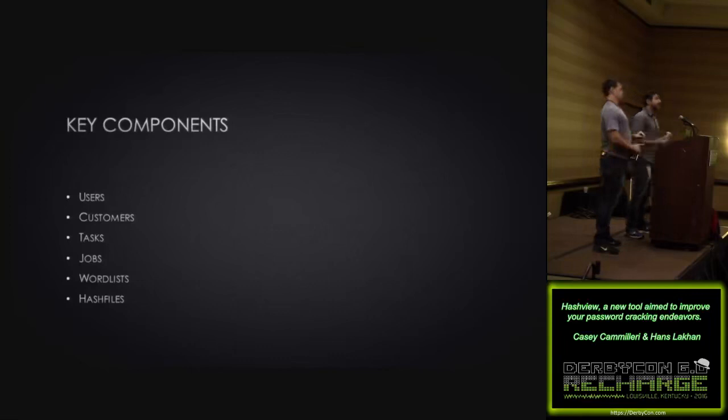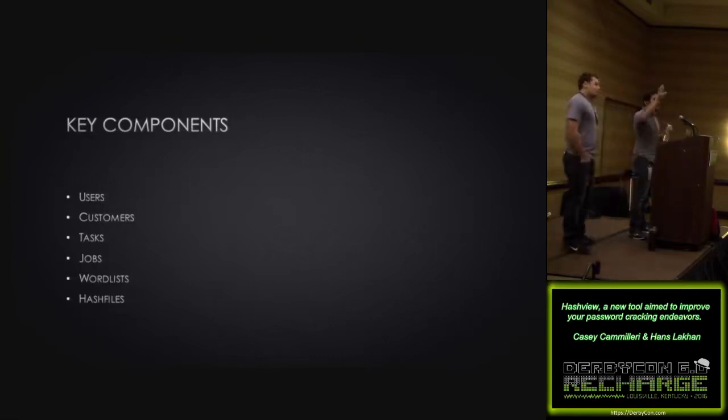Tasks. Now, a task, if you're familiar with Hashcat, is a single Hashcat command. So that could be like a dictionary command or a mask command or something like that. That is considered a single task. A job is a series of tasks. So you take a bunch of these different tasks that you want to run, like maybe this word list and this word list and maybe this word list with a rule and so forth. You combine that all together into one job. Word lists are dictionaries, and then hash files are the actual files of hashes that you upload.